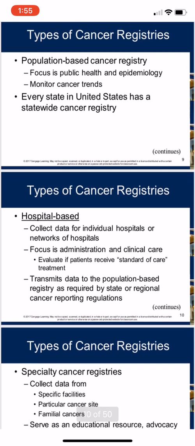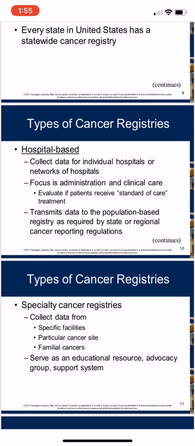Then moving over to 604, we have our hospital-based cancer registry. It collects data for individual hospitals or networks of hospitals on new cancer cases diagnosed and/or treated in that hospital or group of hospitals. The focus is on administration and clinical care. The registries are useful in evaluating whether or not patients are receiving standard of care treatment based on the type of cancer and for monitoring cancer outcomes such as survival and recurrence of the disease.